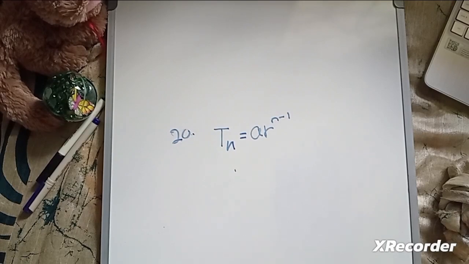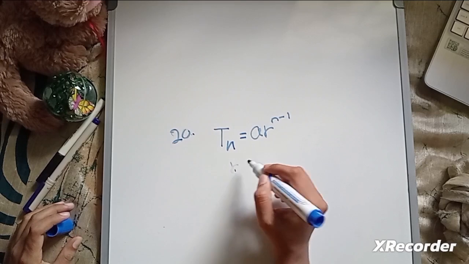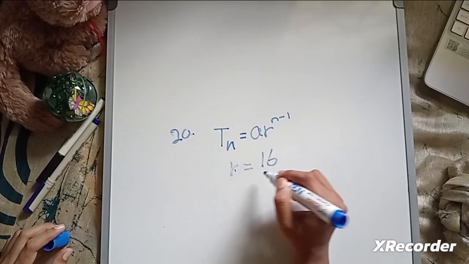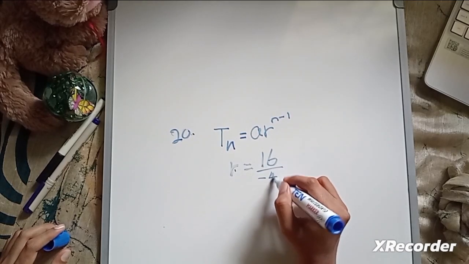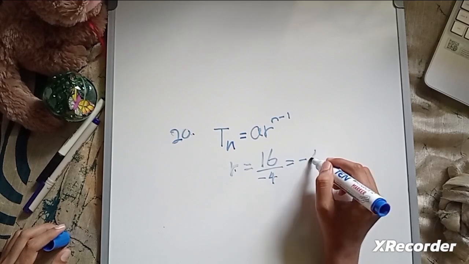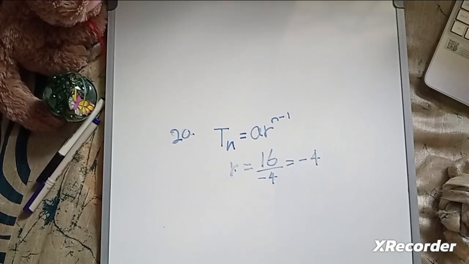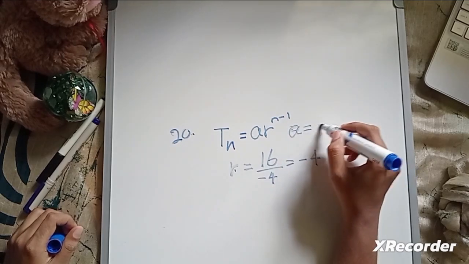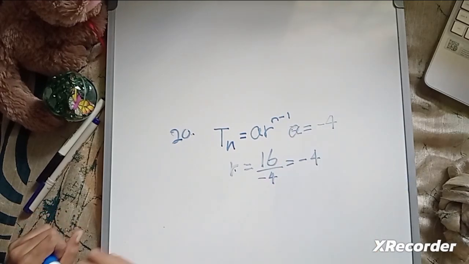So here we can find r, since they have given the value of the first and second term. Second term is 16, first term is minus 4, then r is minus 4. Then we know a means first term, which is minus 4.